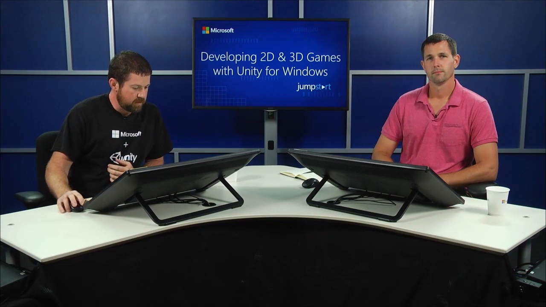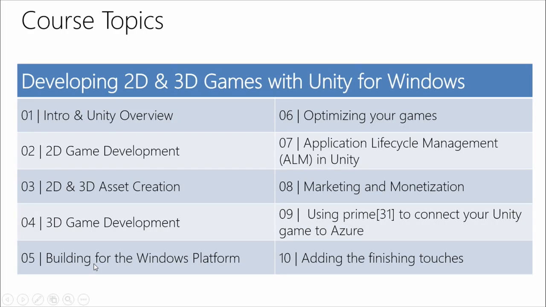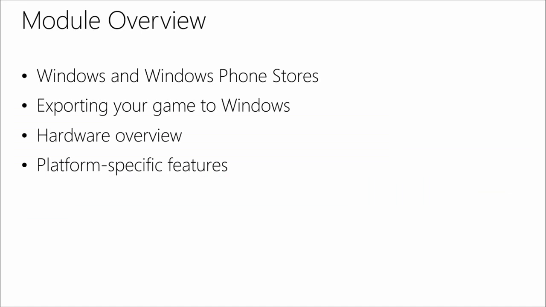So we are in Module 5, building for the Windows platform, using Unity to target Windows Store and Windows Phone. What we're going to talk about is we're going to cover the stores. So there are two separate stores right now, Windows and Windows Phone. And we're going to talk about exporting your game to each one of these platforms. And then we're going to talk a little bit more about the hardware, what's involved, what kind of hardware you can target. And then we'll talk a little bit about platform-specific features at the end and how to make use of those.